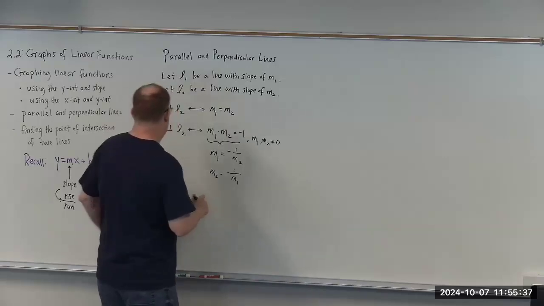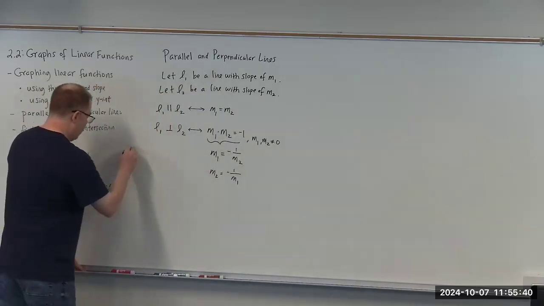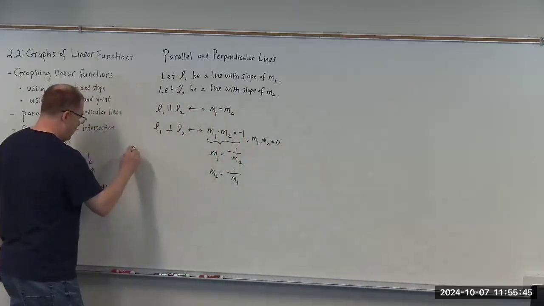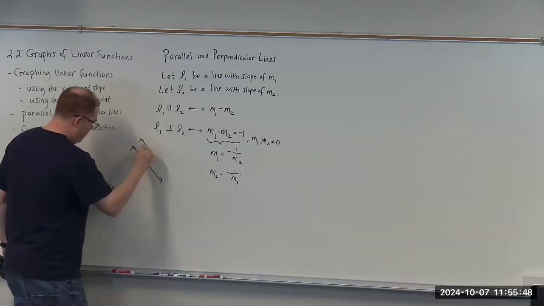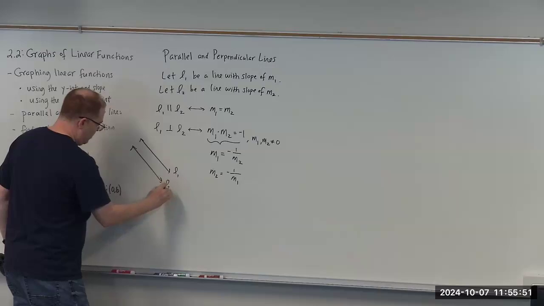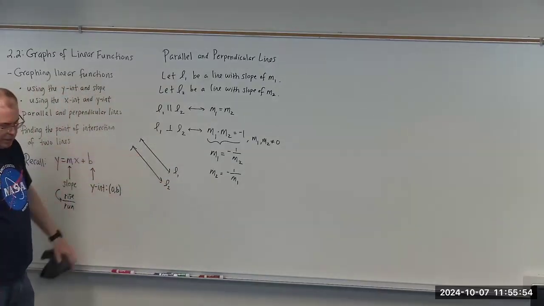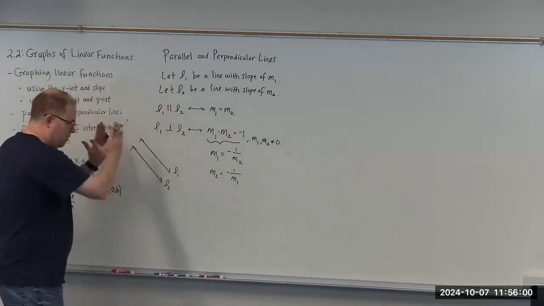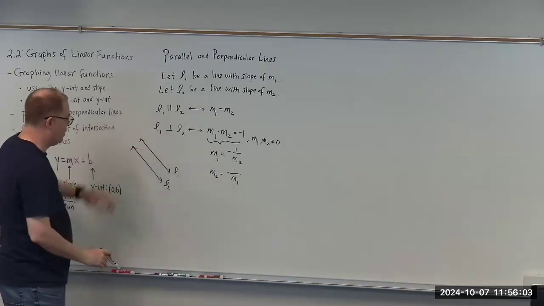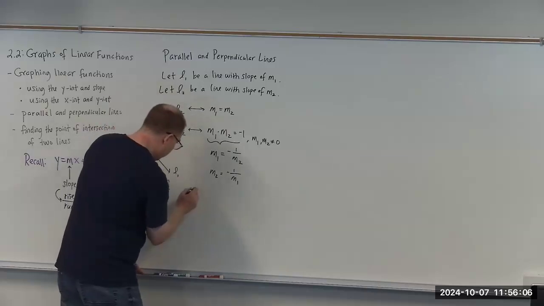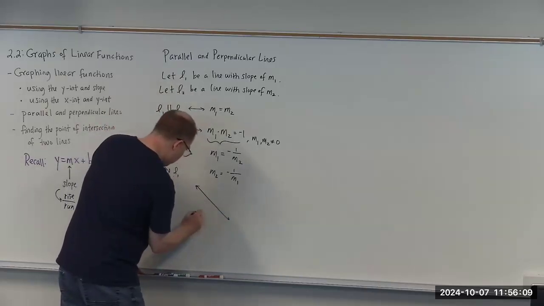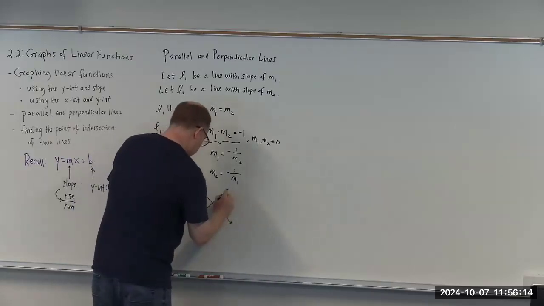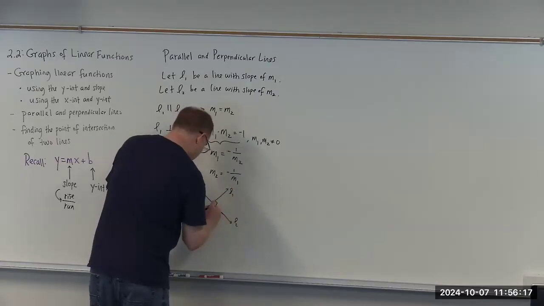For parallel lines, we have something like this. That would be the parallel case. They have the same slope, no matter what the orientation is. They're always parallel and don't intersect each other, so they have the same slope. And then perpendicular lines form a 90-degree angle.